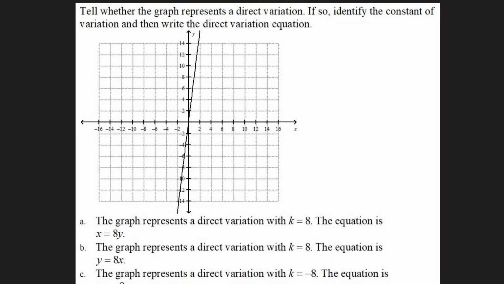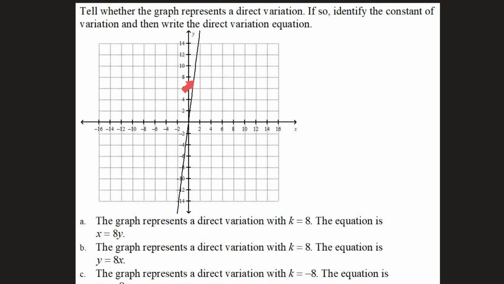Okay, tell whether the graph represents a direct variation. If so, identify the constant of variation and then write the direct variation equation. So direct variation is another way of talking about proportional relationships. Now, if you remember, the graph of a proportional relationship passes through the origin right there.